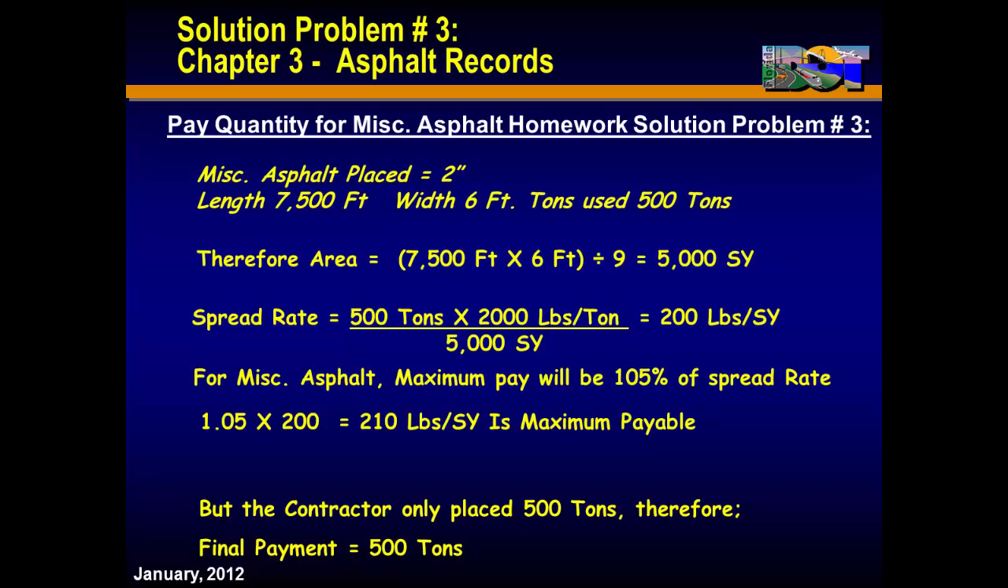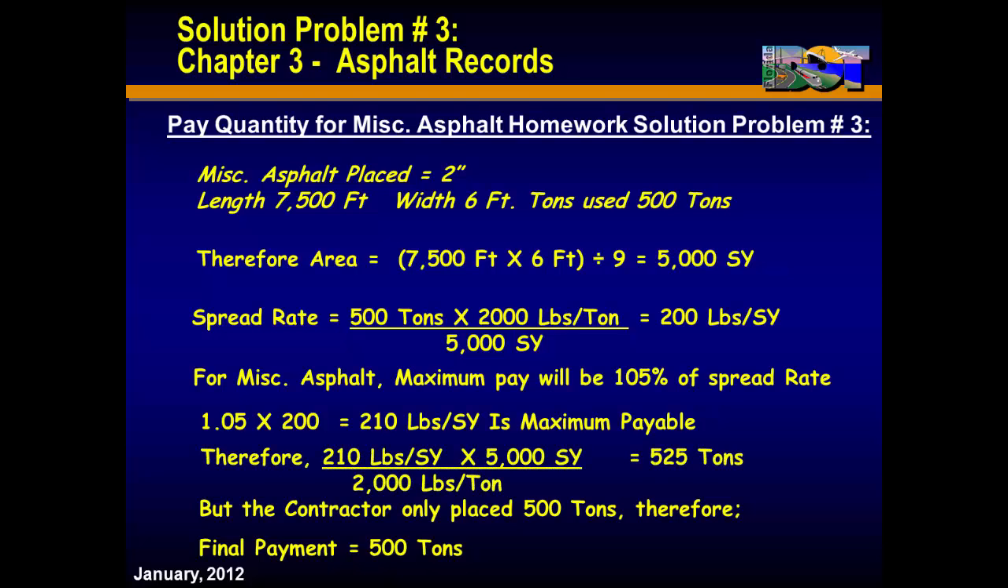as maximum payable. Now when we calculate that out times the square yards, divided by 2,000, it gives us 525 tons that we could have paid. But keep in mind, the contractor only placed 500, so that's what we're only going to be paying him as a final payment.